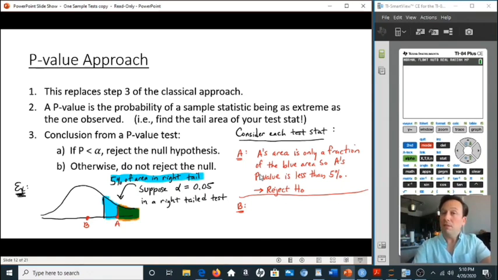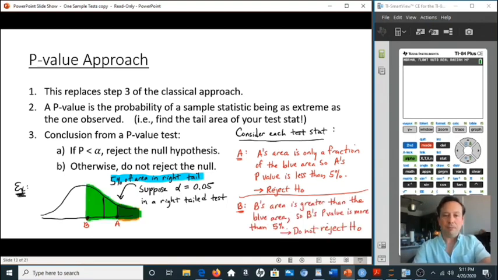So therefore, that area is the p-value, because remember, area is probability. And that's what p stands for. It's a probability value. So if the area is less than 5%, the p-value is less than 5%. So therefore, we reject the null hypothesis H0 because your p-value is less than the alpha value of 0.05.